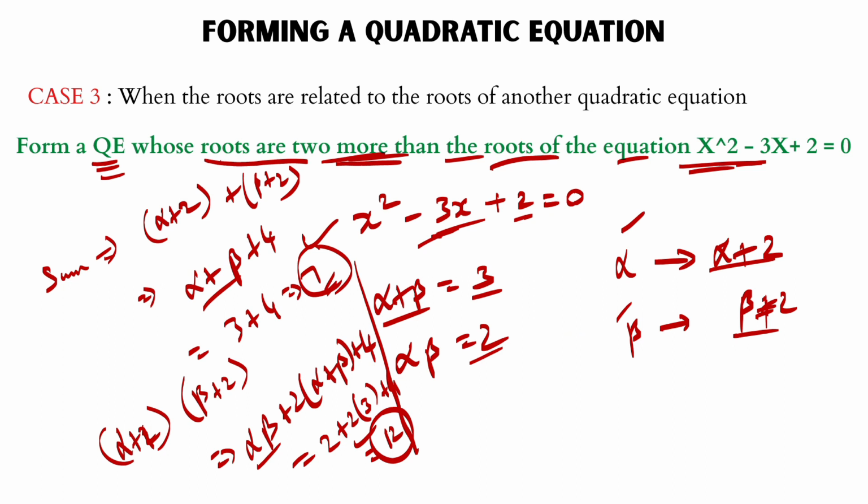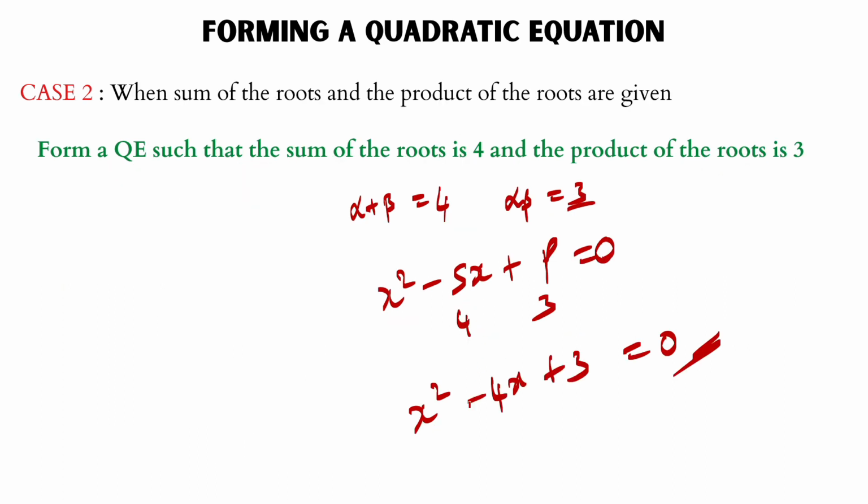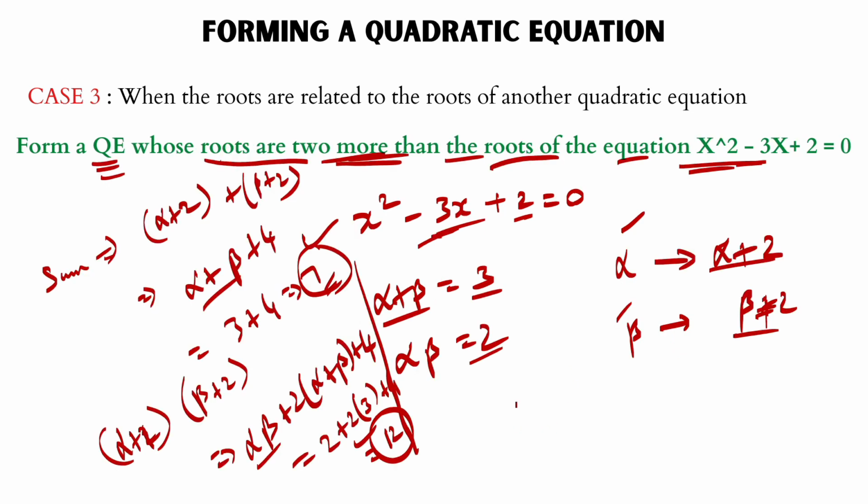Now we can directly substitute in the generalized equation. So x square minus the sum of the roots, which is 7x, plus the product of the roots, which is 12, is equal to 0. This is the quadratic equation that you can form when the roots are related to each other, right?